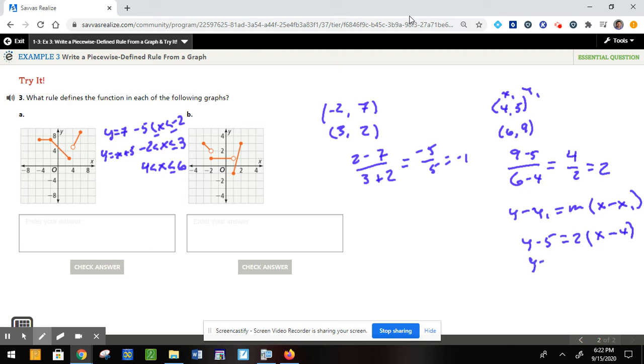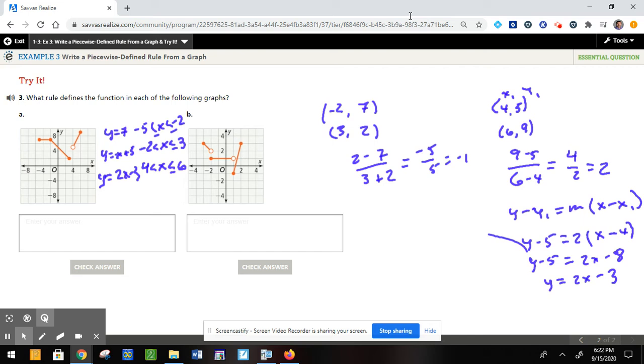Distribute the 2, add the 5. So the y-intercept would have been -3 if it came all the way down. But again, I had to calculate that because I couldn't actually just see where it was crossing like I could for the other section there. So I've got y equals 2x minus 3. All right, let's see how wrong I am. I'm not actually going to type it all in there.